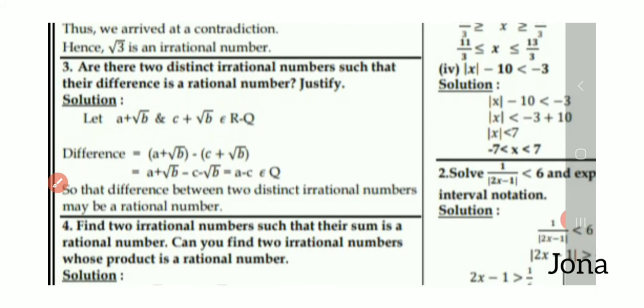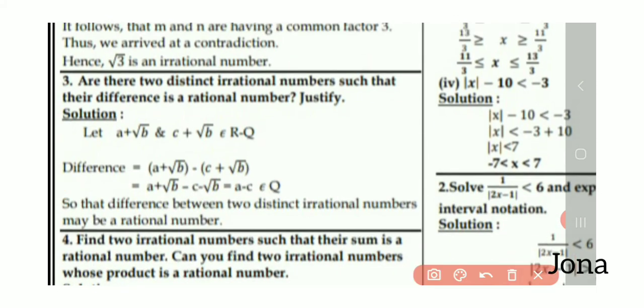Next problem, third one. Are there two distinct irrational numbers such that their difference is a rational number? We want to take two irrational numbers and show the difference of the numbers is a rational number. I want to take the two irrational numbers as a plus root b and c plus root b. These two numbers are irrational numbers.